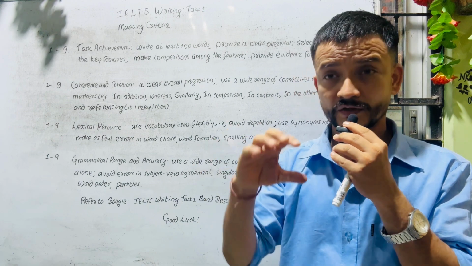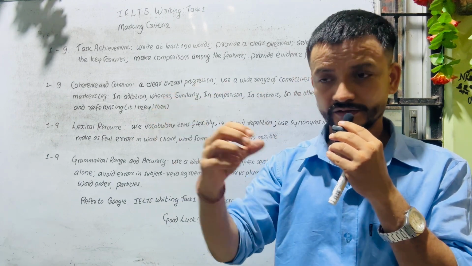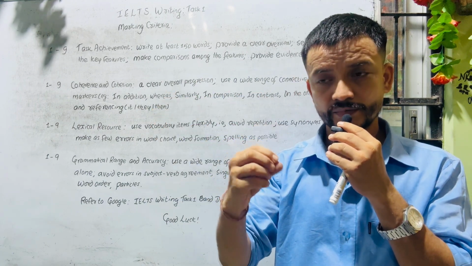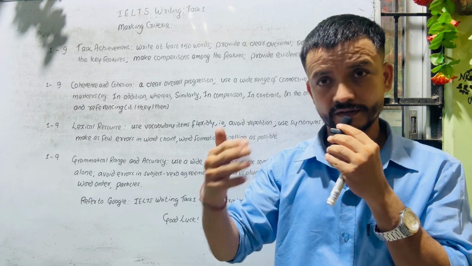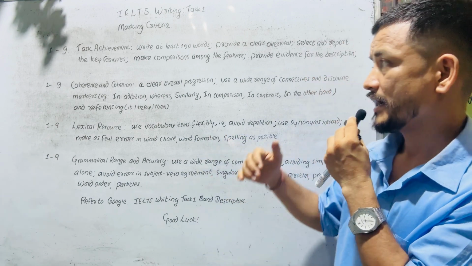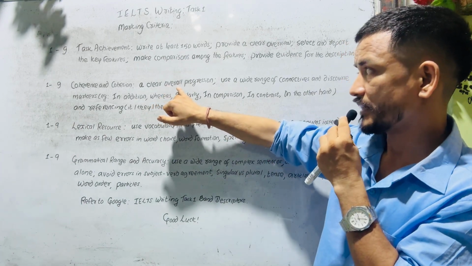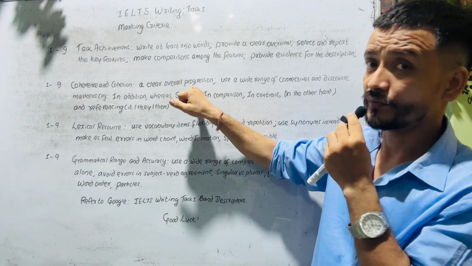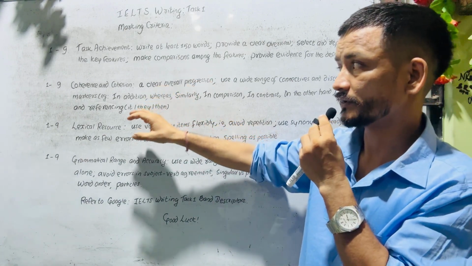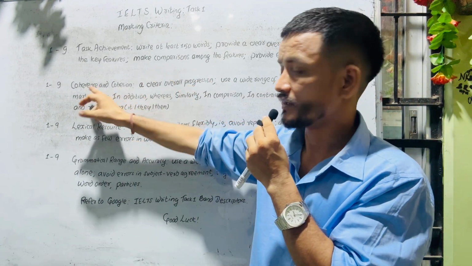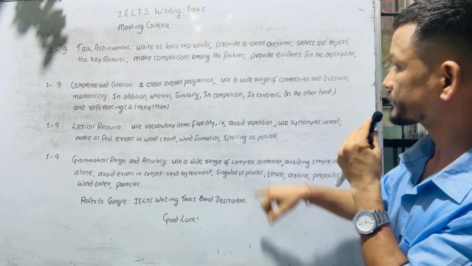But if you've written the introduction, you've written an overview, but the description of the key features is missing, that answer script does not have an overall progression. So you lose your marks in the coherence and cohesion criterion.